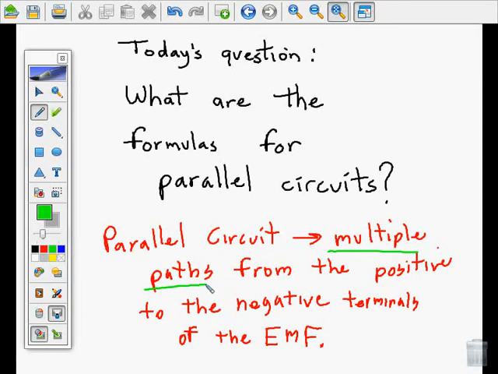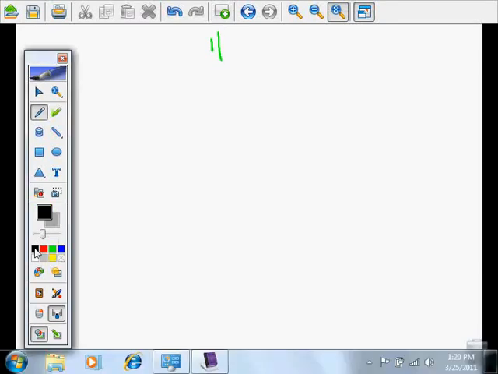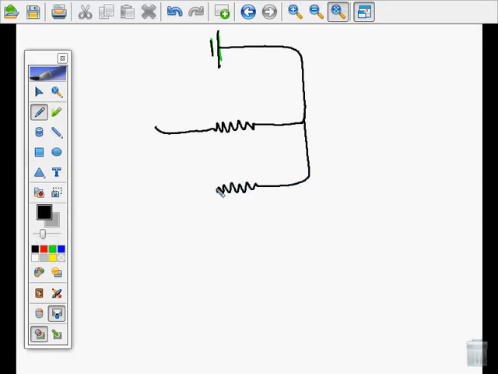So for example, I have a battery, connecting wire, then there's a fork in the road. Some of the coulombs go this way, and some of the coulombs go this way. And then they're reunited, brought back over that way.